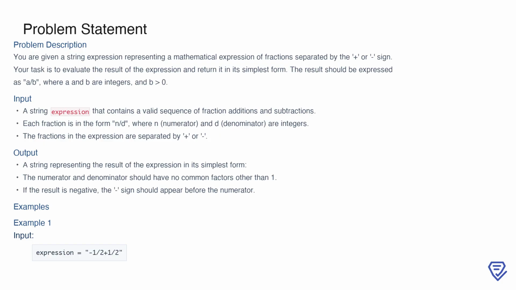The input string is formatted such that each fraction appears as n/d, where both n and d are integers. Additionally, the fractions are combined using either addition or subtraction. The output should ensure that the numerator and denominator share no common divisors other than 1. If the result of the expression is negative, the negative sign should appear in front of the numerator.